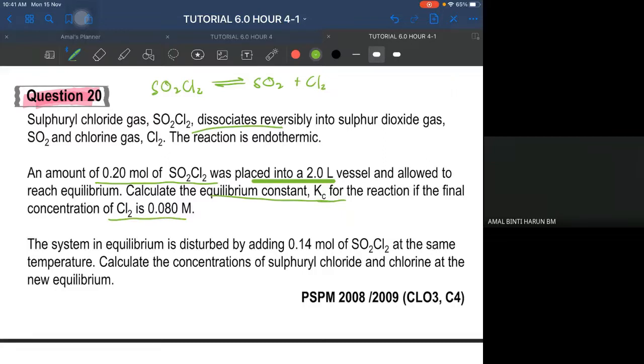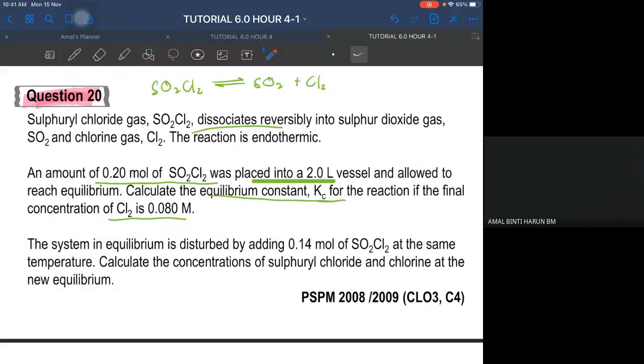So sekarang dia suruh cari Kc. Okay, and then proceed soalan seterusnya. Lepas tu system is equilibrium disturbed by adding this one. Calculate the concentration sulfuric chloride. Okay, never mind. This is the second part. Now let's settle the first part first.